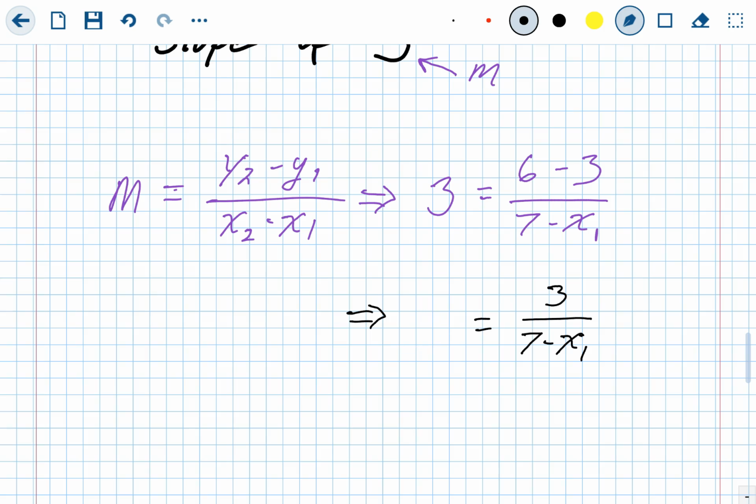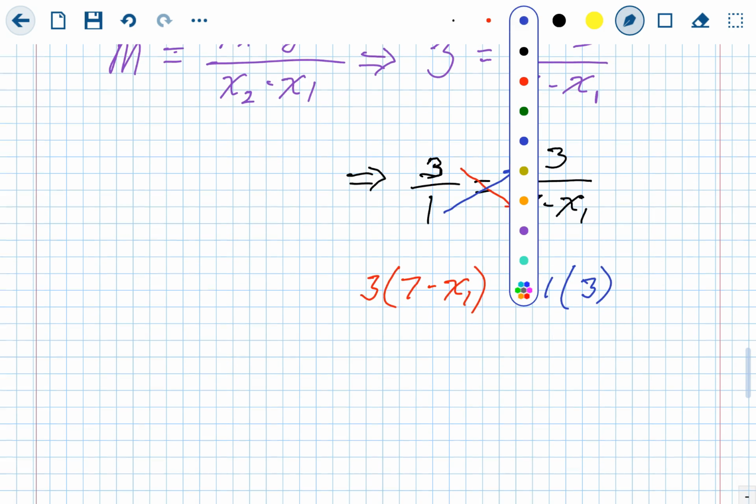So what we could do is we could rewrite 3. Remember, we usually write slopes as fractions anyways. We could rewrite 3 as 3 over 1. And then cross multiply. So remember, cross multiplying is the top of the first times the bottom of the second. So that's going to be 3 times 7 minus x1. And it's going to equal the bottom of the first times the top of the second, 1 times 3.